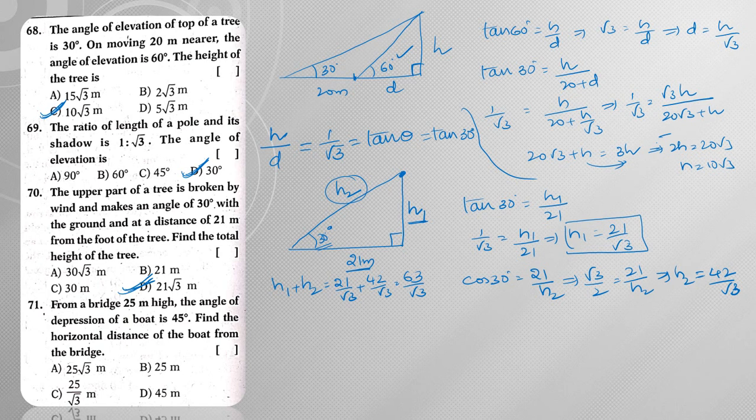Next, from a bridge 25 meters high, the angle of depression of a boat is 45 degrees. Okay, so then this is also 45 degrees. Find the horizontal distance. So this distance I need to find out. When this is 45 degrees, height is equal to distance, right? Then this also will be 25 meters.